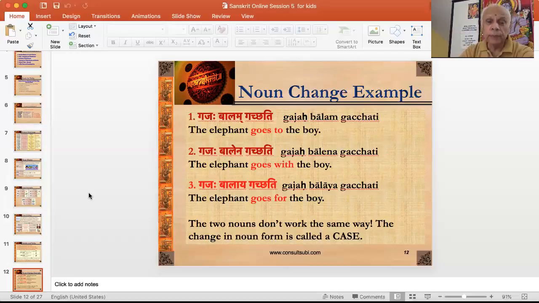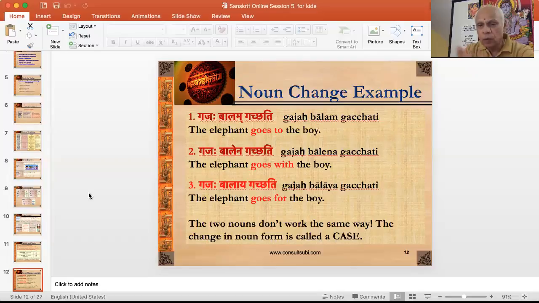Third example, gajaha balaya gacchati. Balaya means for the boy. The elephant goes for the boy. It might mean the elephant is going to attack the boy, goes for the boy. Gajaha balaya gacchati. So you see the key differences. Balam, balena, balaya. Balam means to the boy. Balena means with the boy. And balaya means for the boy.